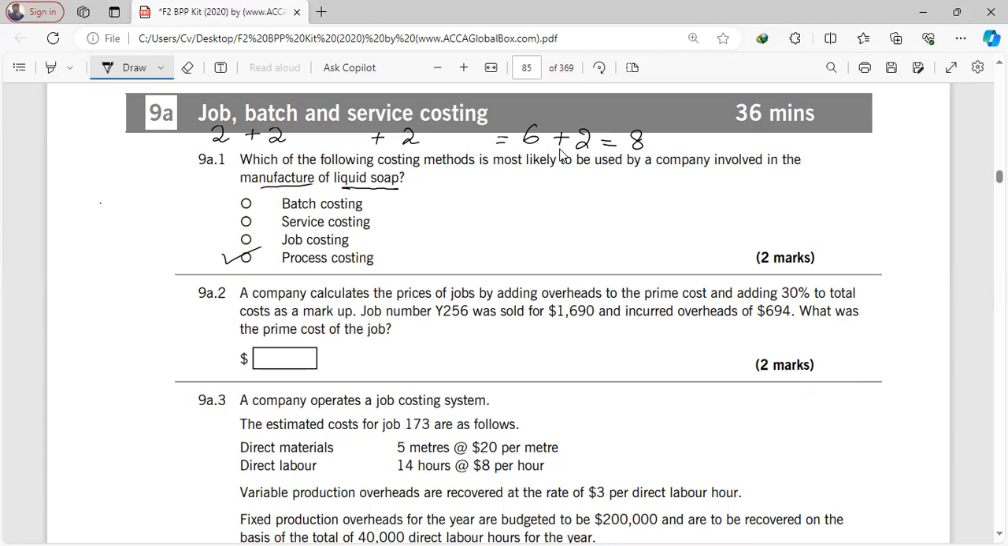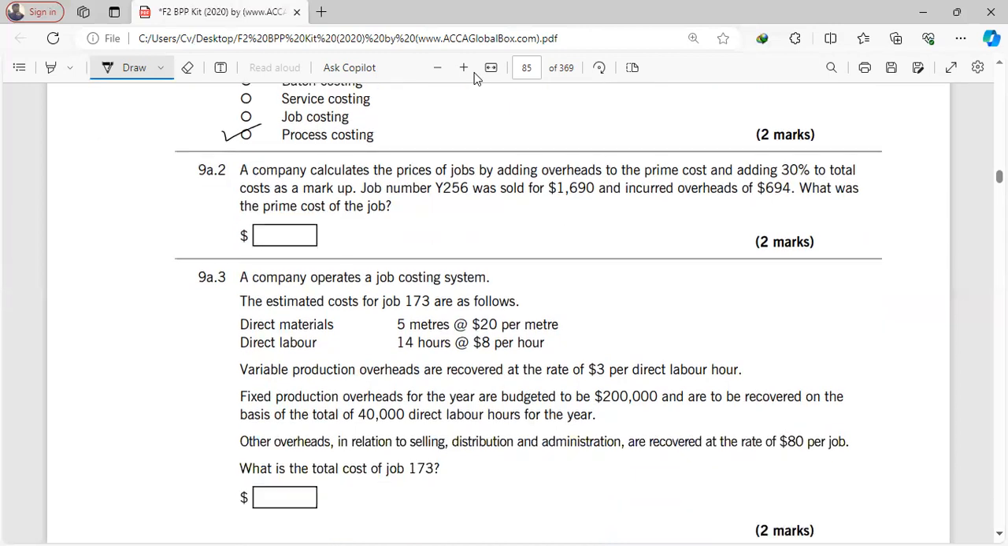Service costing is not appropriate here because it is used in service organizations, for example, hospital, hotel, transport company, airline, university, college. Job costing is relevant in a situation where we are performing a job, or performing any activity for a specific customer. So process costing is correct here.